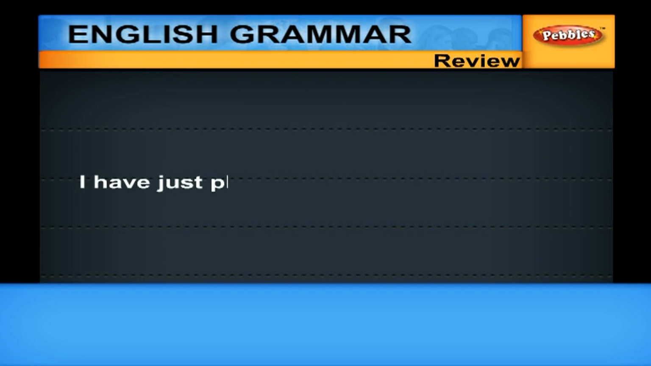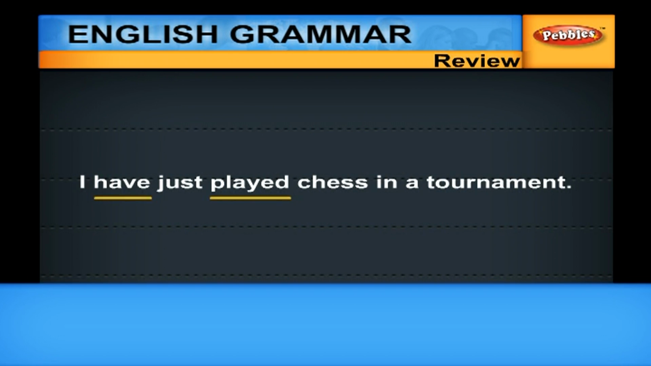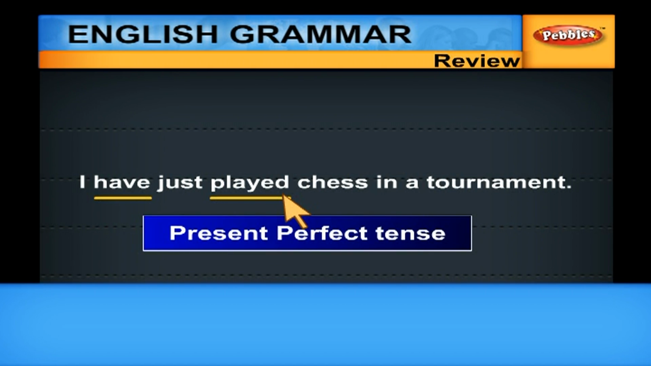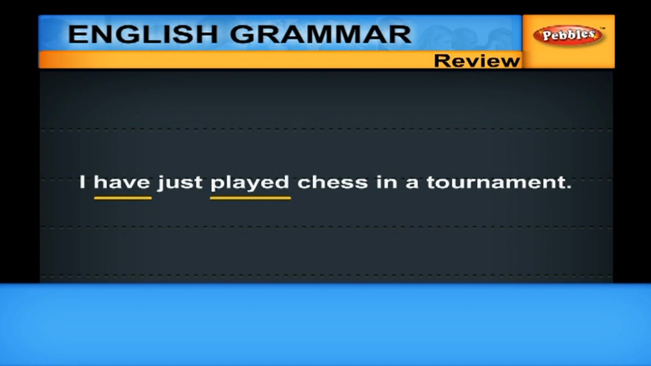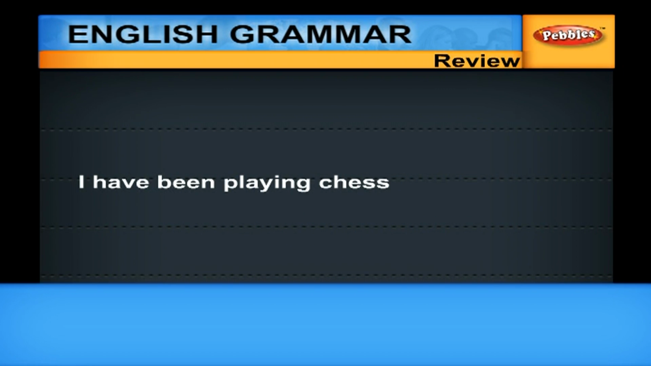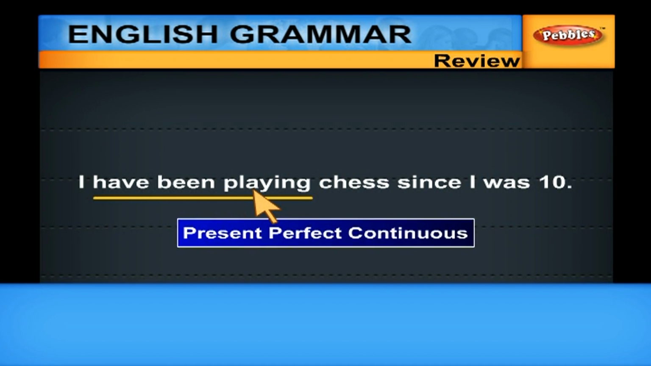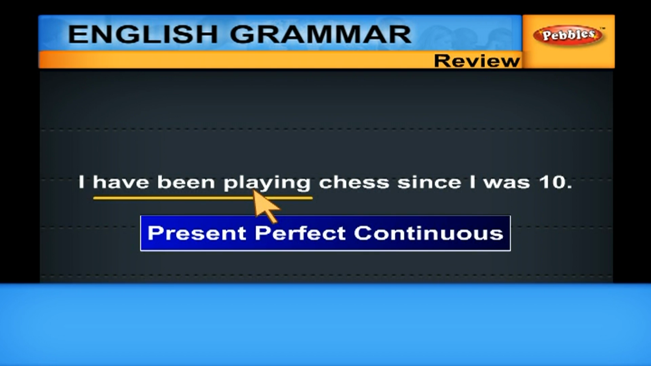I have just played chess in a tournament. Have is the have form of the helping verb and played is the past participle or VED form of the main verb play, and it is a present perfect tense. I have been playing chess since I was 10. Again, have is the present tense of the have form and been is the past participle of the be form, and playing is the present participle of the main verb play. It is a present perfect continuous.